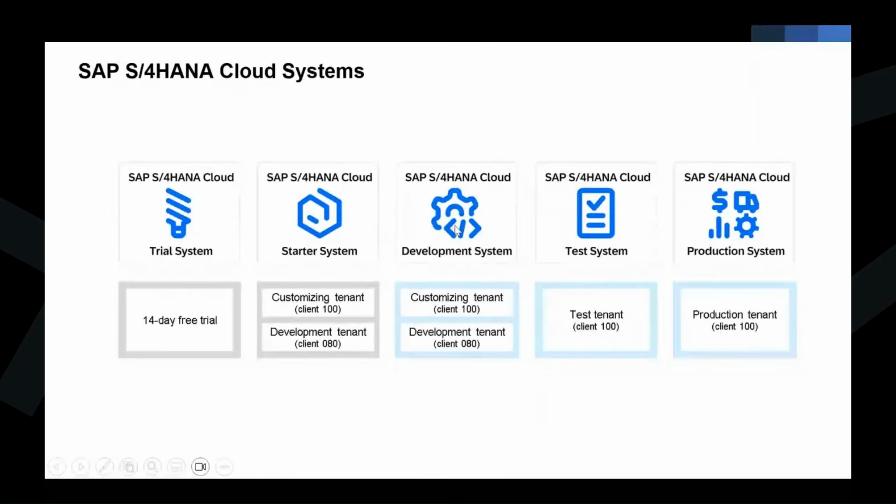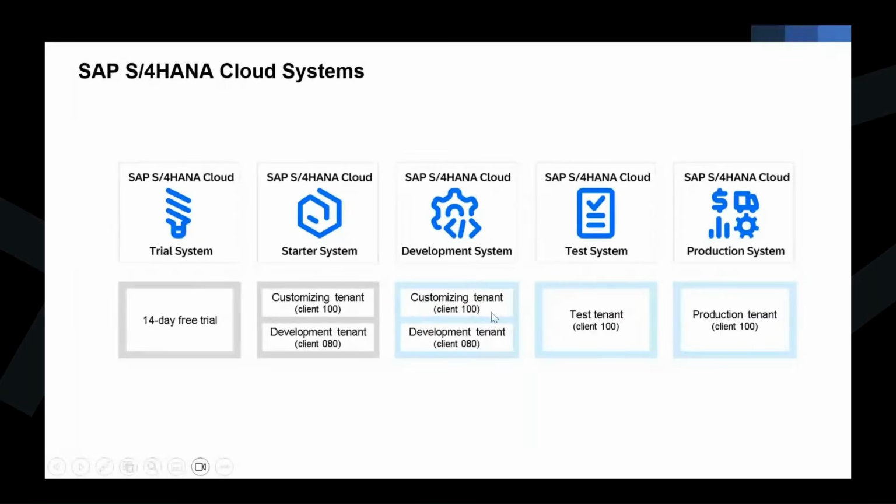And again, in the development system, you can see there are two tenants, client 100 and client 80. Client 100 is a customizing tenant, which allows the functional consultant to do the configurations. And client 80, as you can see, is a development client, which allows the technical team to customize the system based on the coding.